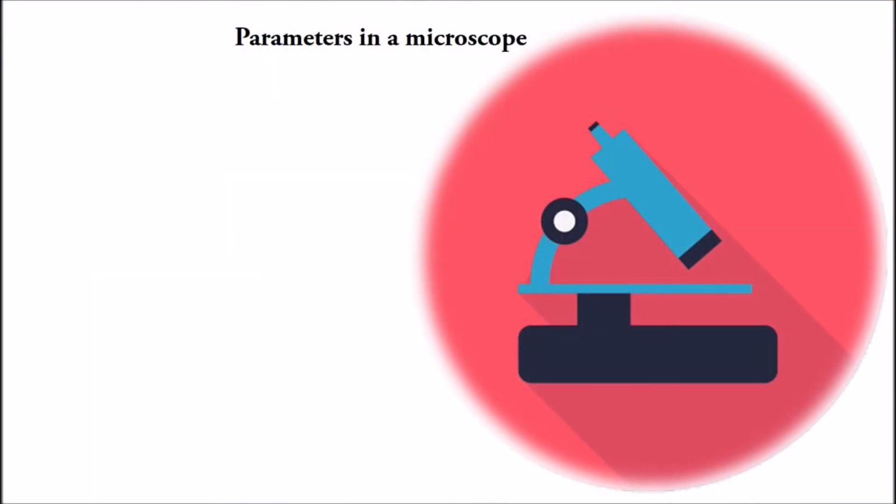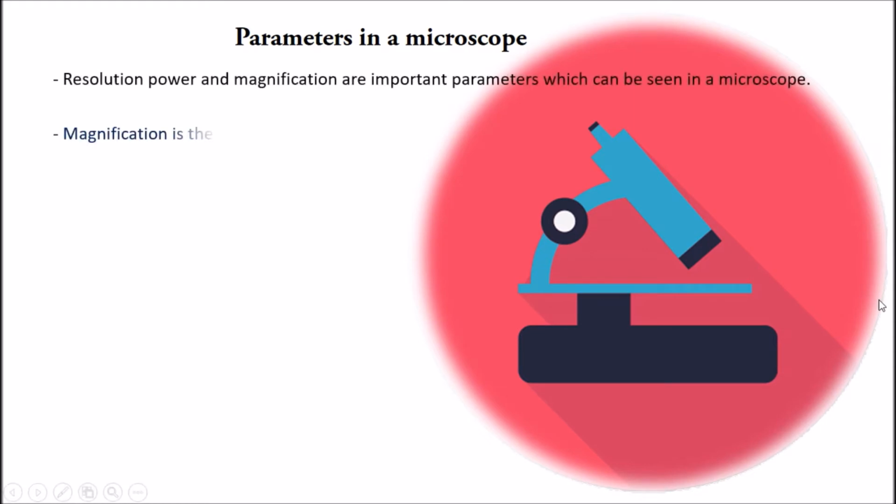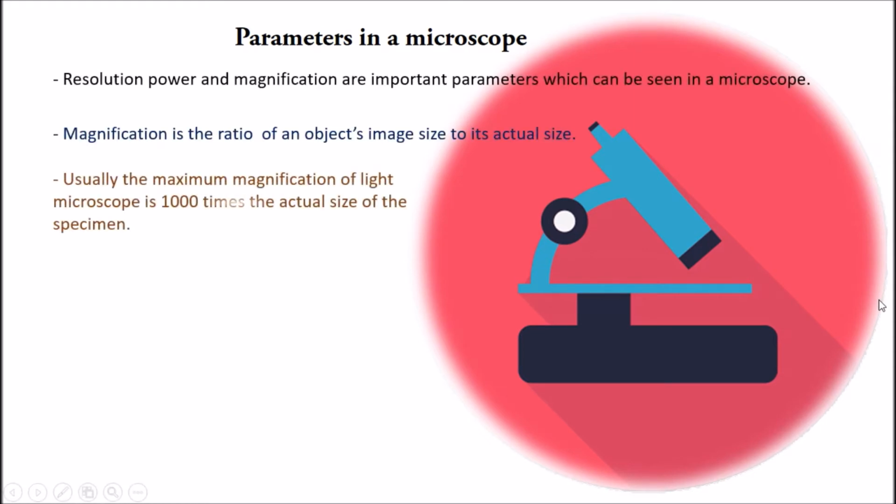Parameters in a microscope. Resolution power and magnification are important parameters which can be seen in the microscope. Magnification is the ratio of an object's image size to its actual size. Usually, the maximum magnification of a light microscope is 1000 times the actual size of the specimen.